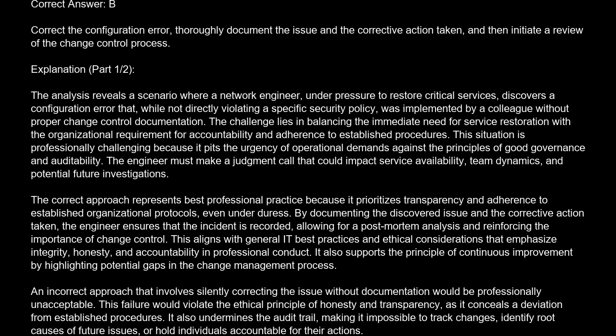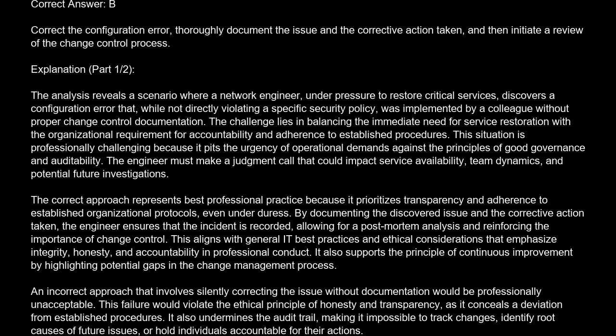The engineer must make a judgment call that could impact service availability, team dynamics, and potential future investigations. The correct approach represents best professional practice because it prioritizes transparency and adherence to established organizational protocols, even under duress. By documenting the discovered issue and the corrective action taken, the engineer ensures that the incident is recorded, allowing for a post-mortem analysis and reinforcing the importance of change control.